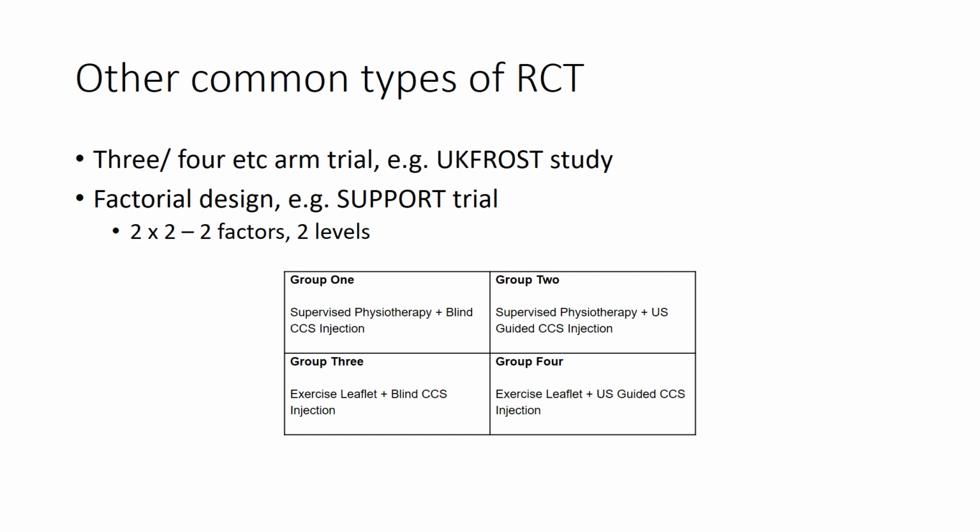There are other types of randomized trials. So we have a factorial design, and the support trial led by Keele University is an example of that. So in this situation, in a 2x2 factorial design, we have 2 factors. So in this situation, it's supervised versus non-supervised physiotherapy, and also blind versus a guided steroid injection. So those are your 2 factors, the physio, the injection, the 2 levels, supervised, non-supervised, blind or guided. And essentially what that does, it creates 4 groups, and you have the potential for multiple comparisons.